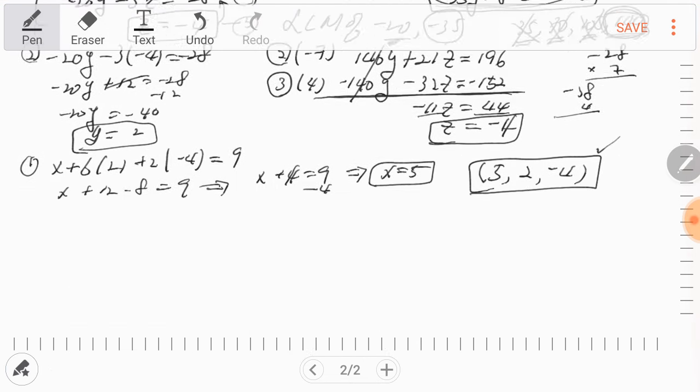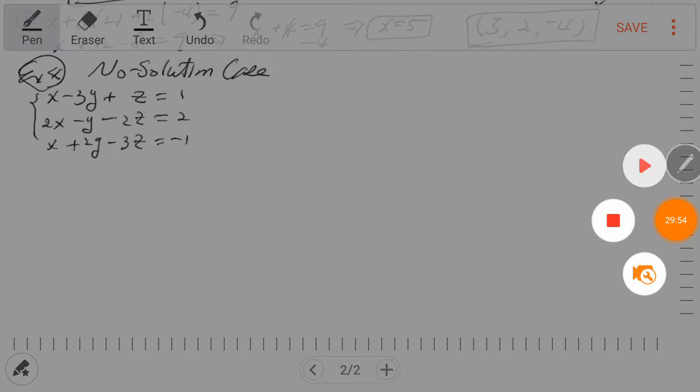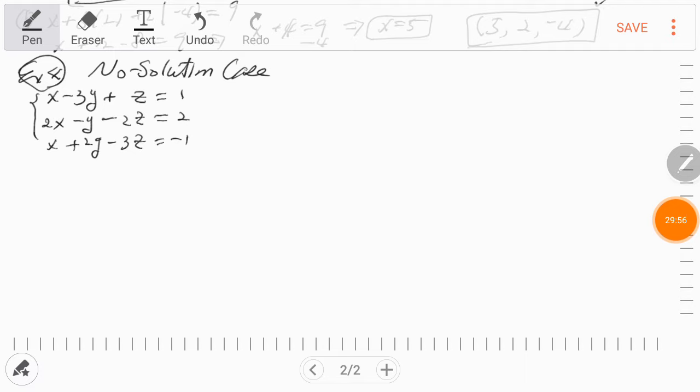And let's do another example. In this example, we will use the same method. Okay, this example is a system of equations that has no solution. Let's use the same methods to write an equivalent system in row echelon form.